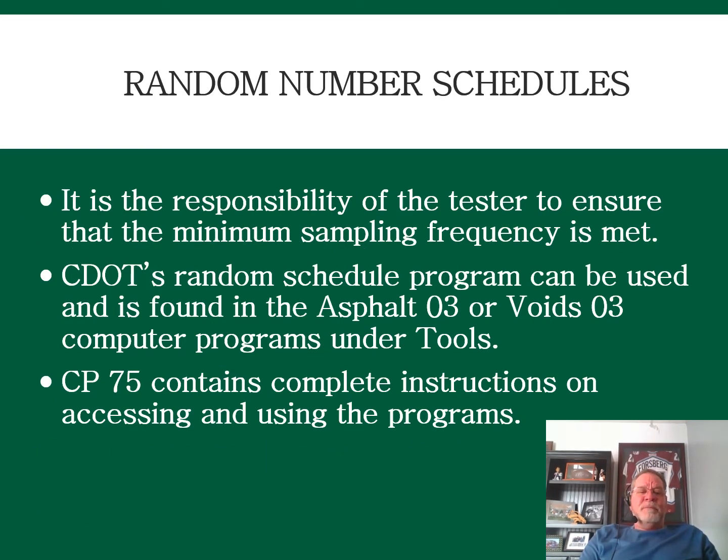It is the responsibility of the tester to ensure that they have a minimum frequency of the sampling and testing. CDOT's random schedule can be used, and it's found in the Asphalt 03 or Voids 03 computer programs under Tools. However, those programs have been phased out or are being phased out, so they're getting harder to find. CP 75 contains a complete set of instructions on how to access those two programs. There's also a random sampling chart within CP 75. Other things that can be used for random sampling are simply a clock, a watch, or a set of dice, or other things that would create random numbers so you could create a random sampling schedule.